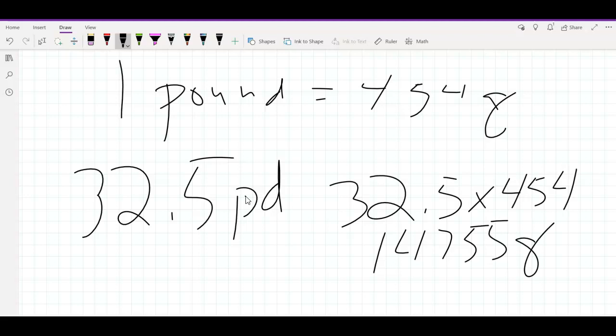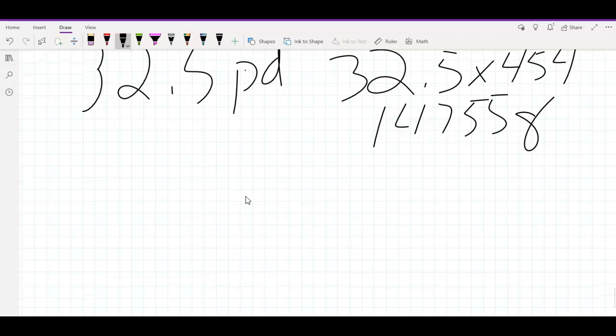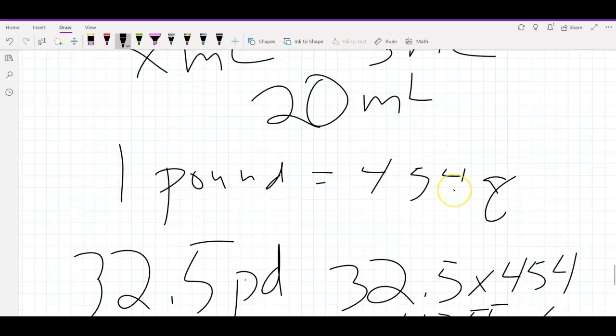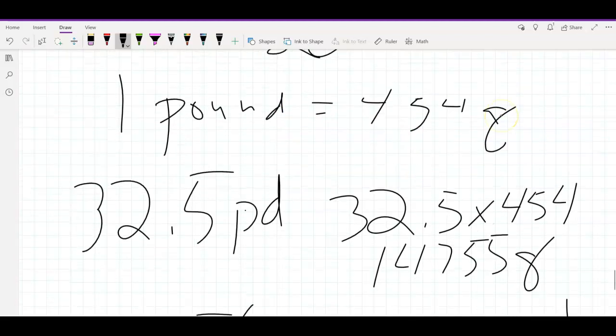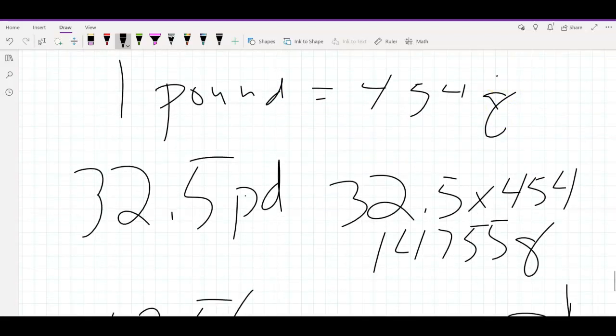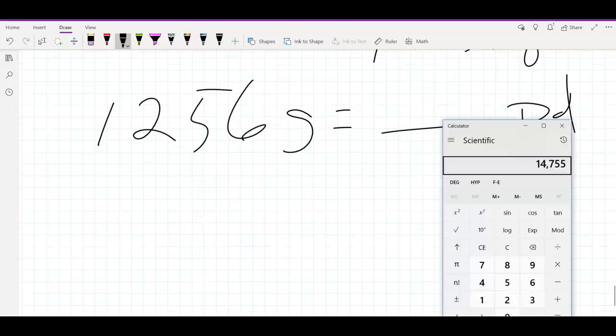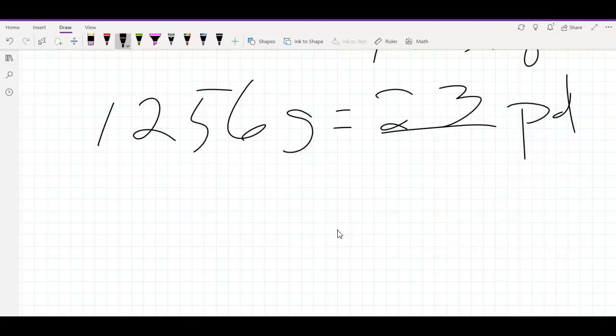But if I'm going from grams to pounds, say I have 1,256 grams, and I want to know how many pounds that is. Since I know 1 pound is 454 grams, think about it as dividing. To find the pounds, I would have to divide by 454. So if I take 1,256, divide by 454, that's roughly 2.3 pounds. We'll round it, so we'll say 2.3 pounds.